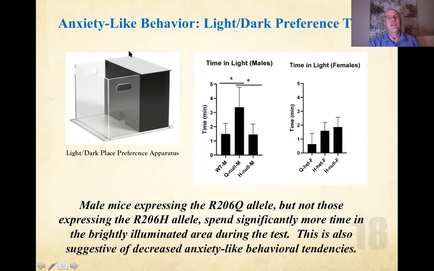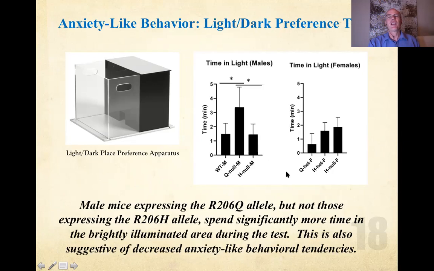We illuminate this with a bright light, and like before, most normal mice would prefer to stay in the dark area where it's safe, and that's shown by the time that the wild-type mouse spends in the light. And like in the elevated plus phase, we saw a significant increase in the amount of time that the R206Q mouse spent within the light chamber, but no difference was seen in the R206H mouse. Again, female mice didn't show any effect, at least at the stage of development that we investigated.